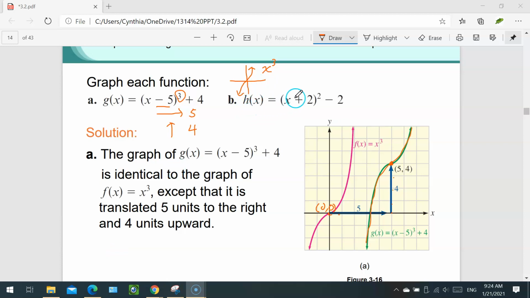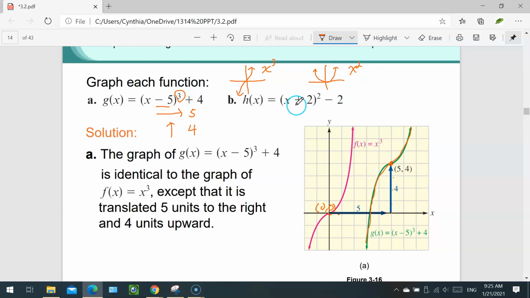h of x equals (x plus 2) power 2 minus 2. So with power 2, the function is a quadratic function. The basic quadratic function is a U shape, a parabola facing up. This is the x power 2 function, the parent function.